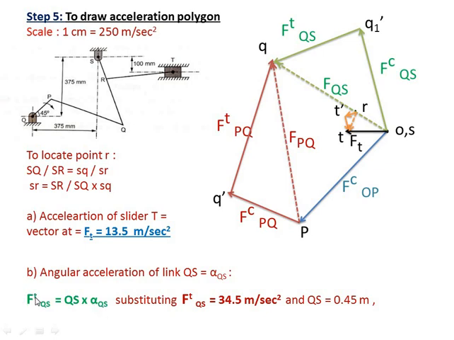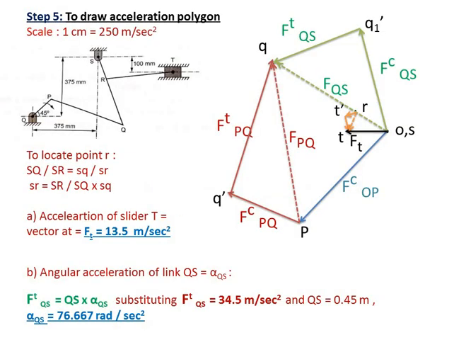So measure Ft. How to get Ft? Simply measure this value for QS, multiply this by scale, and it will give you Ft as 34.5 meter per second square. Substitute in this relation, substitute the length of QS, solve this, and it will give you alpha QS. That is, the angular acceleration of QS equals 76.667 radian per second square.